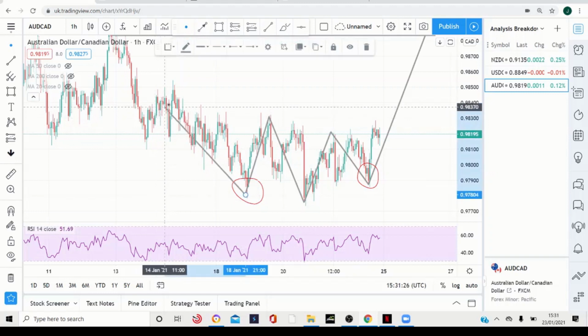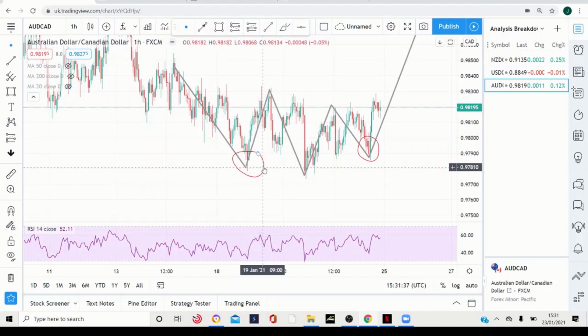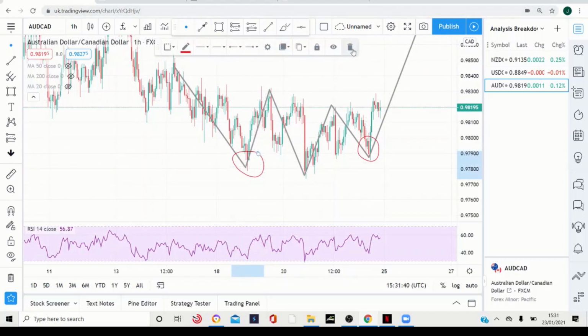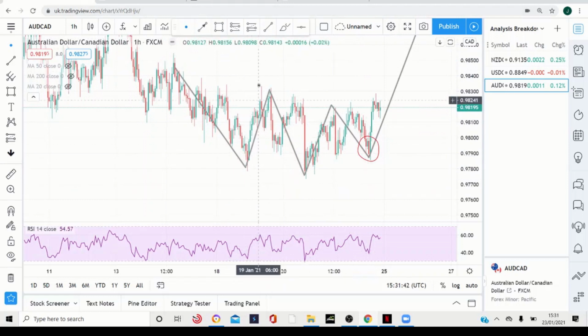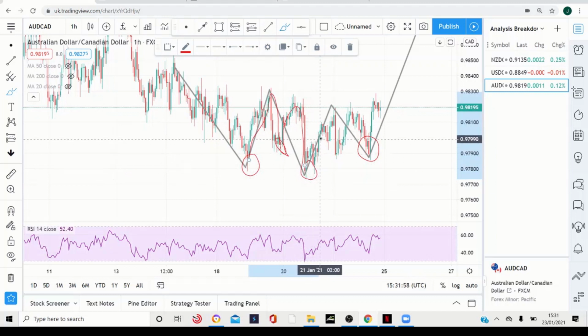reversal. So the market came down, went back up, failed to break this level of support. That's a level of support right there. It went back up, so it came down, rejected that with the wick, went up, came down, rejected this position again, went up, came back down, still rejected. You can see all the wicks.